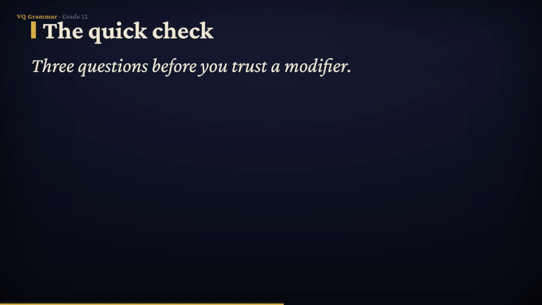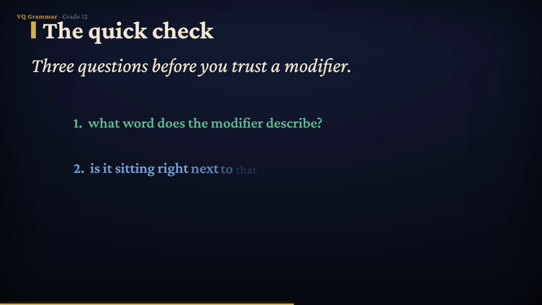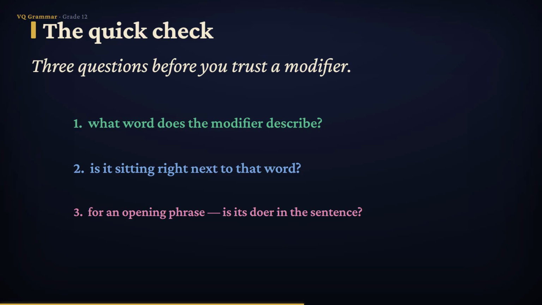Let's boil it all down to a quick check you can run on any sentence with a modifier. 1. What word is this modifier actually describing? Name it. 2. Is the modifier sitting right next to that word? If it drifted, slide it back. And 3. Especially for an opening phrase, is the doer, the person or thing doing the action, actually there in the sentence? If it's missing, you've got a dangler, and you either name the doer or rewrite the phrase as a clause. 3 quick questions, and misplaced and dangling modifiers stop sneaking past you.